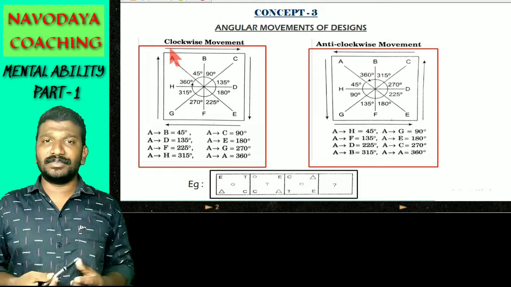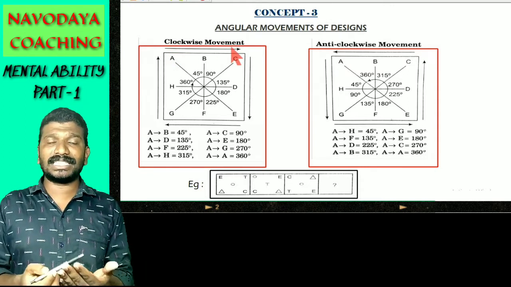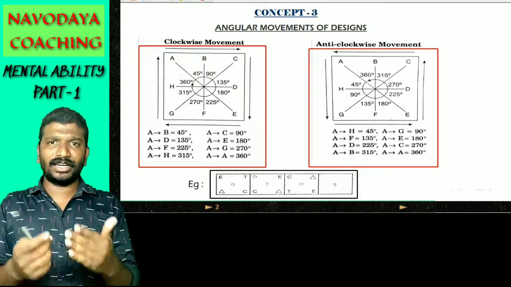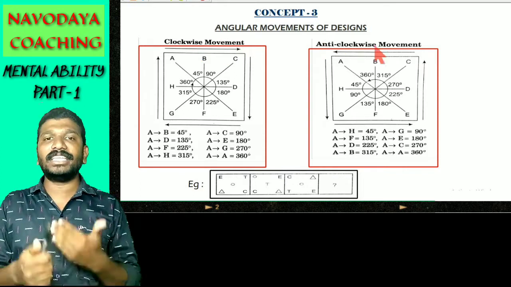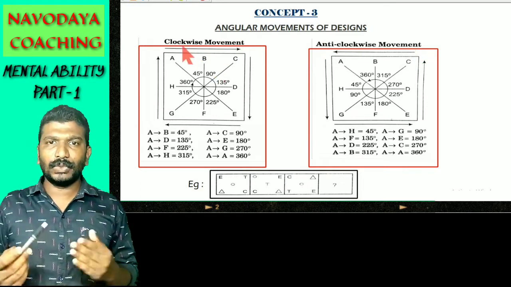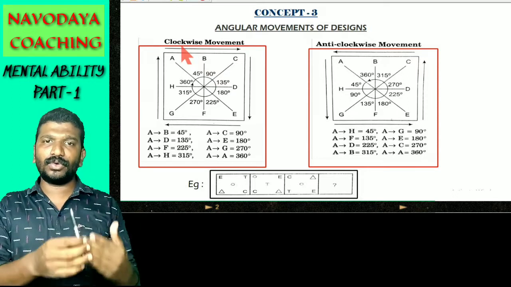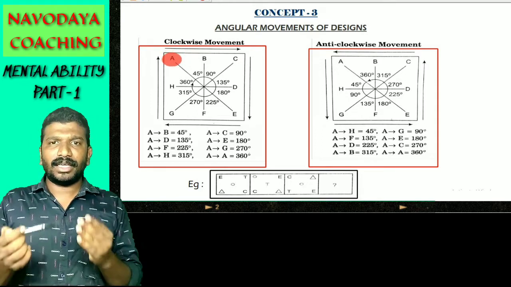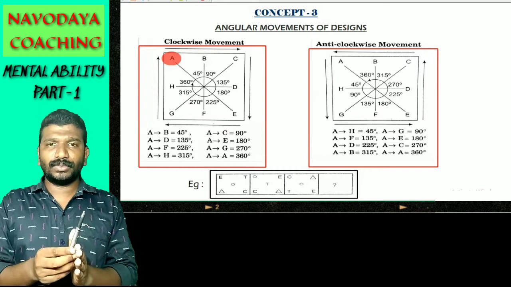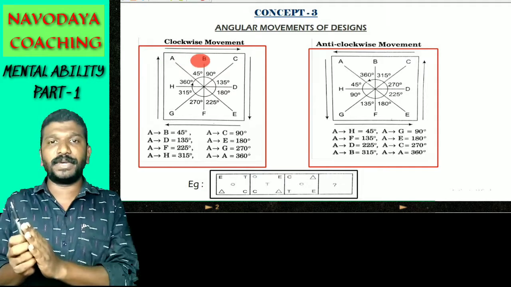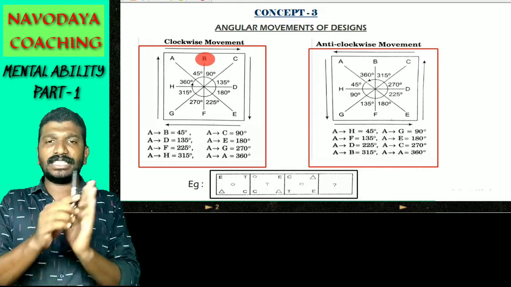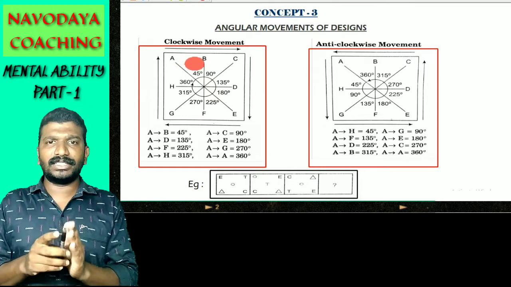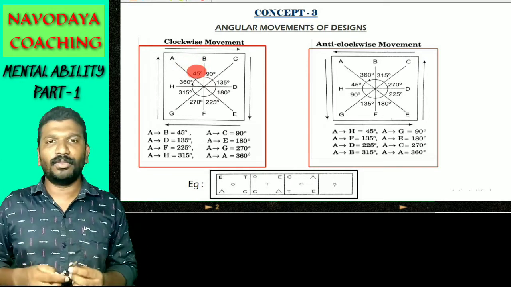In the previous concepts we already discussed the clockwise direct movement and the positions of the designs. Here we have the clockwise movement and the anti-clockwise movement. Two types of angular movements. Just imagine a figure is moving from place A to B. Then the movement of the figure is clockwise 45 degree movement.